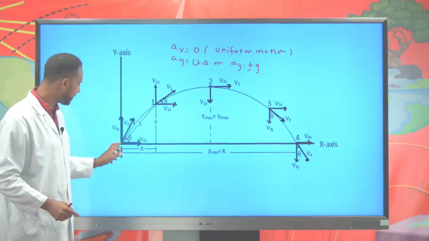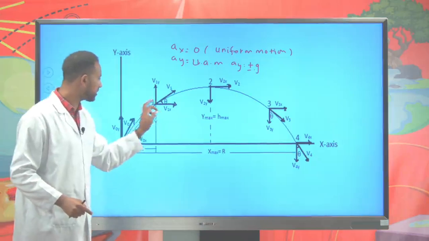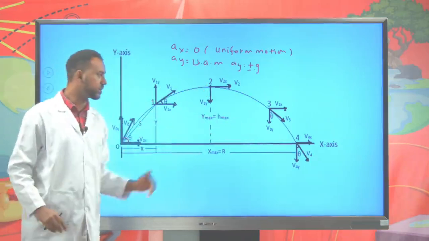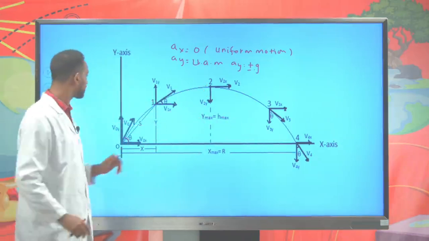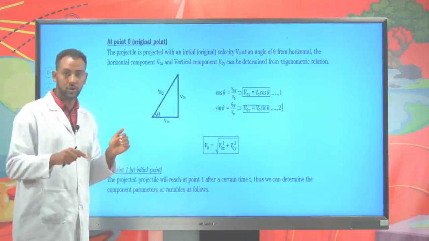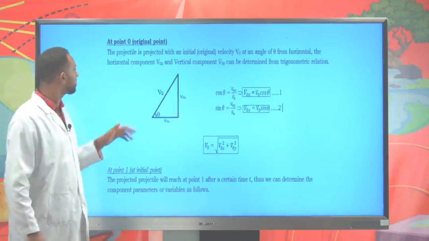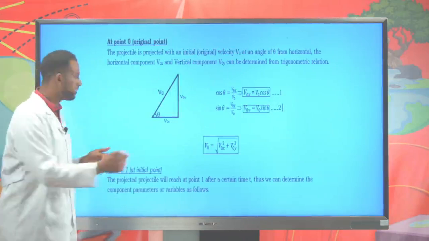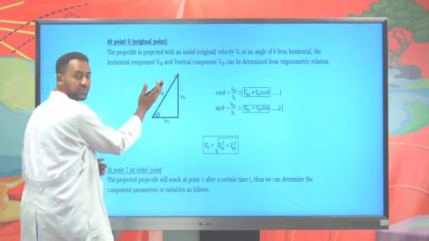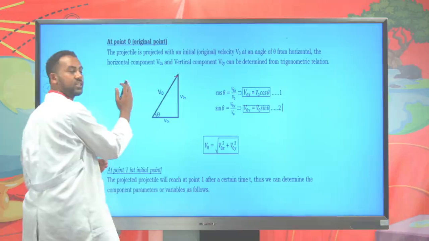Let's start with the initial point here, at some point here, at the maximum height here, and finally, let's try to see at point 4. So when we are trying to see at point O, or at the original point, there is an initial velocity v0. The object is launched with an initial v0, and this v0 has horizontal and vertical components.